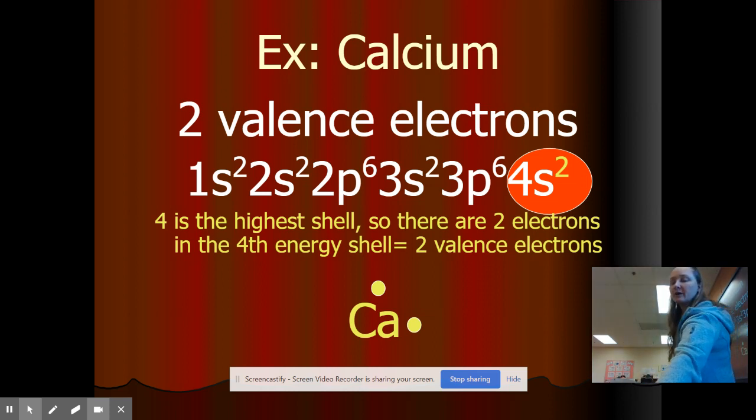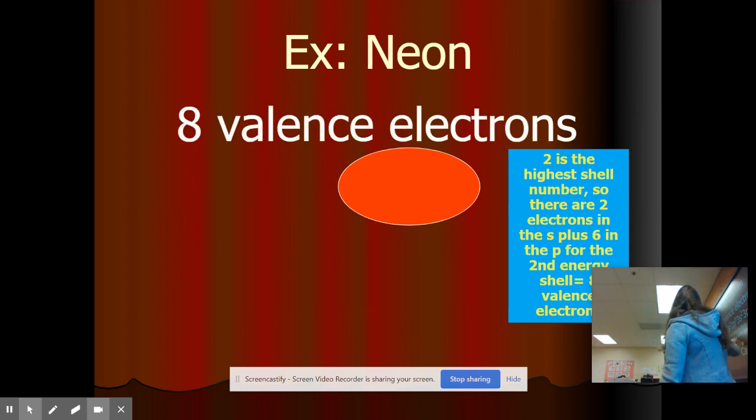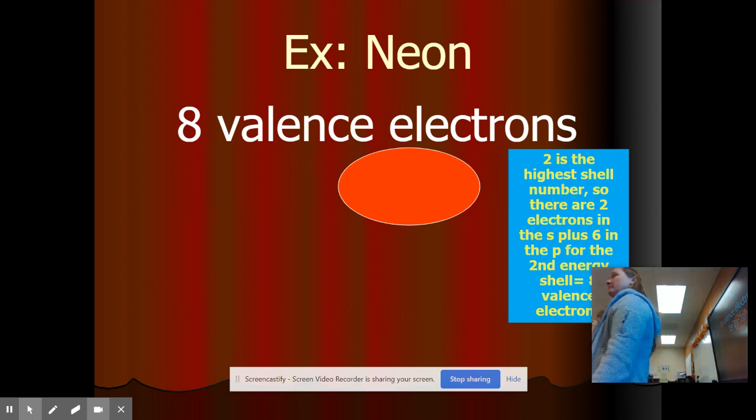So you have to be aware of what these go through. So you have neon. All right, so neon has 2 as the highest shell number because you wind up with 2s2, 2p6. See how the 2 is the same shell? You see it? So how many valence does he have?